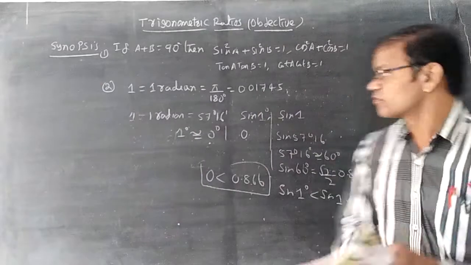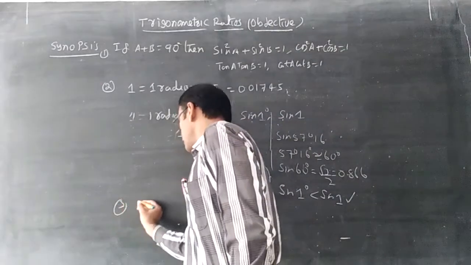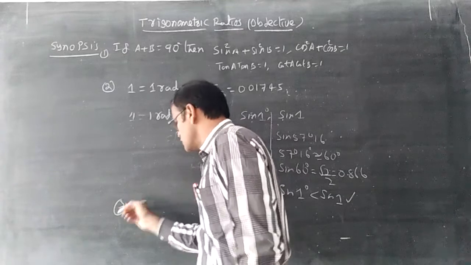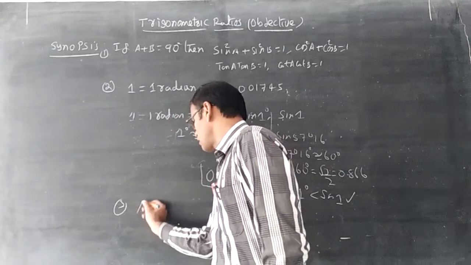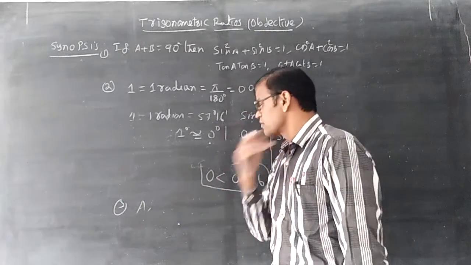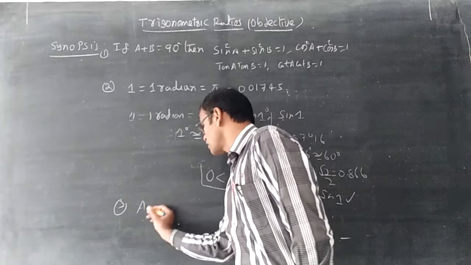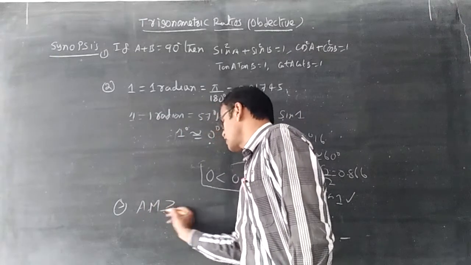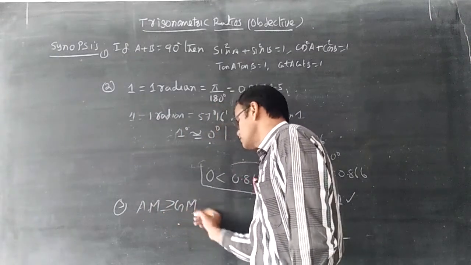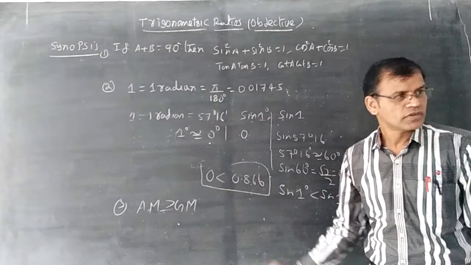Now next one, another useful synopsis. For any series A, B, C, if A, B, C are 3 terms in AP or GP or HP, the formula is AM greater than or equal to GM. Do you have an idea? You don't have an idea. AM greater than or equal to GM.